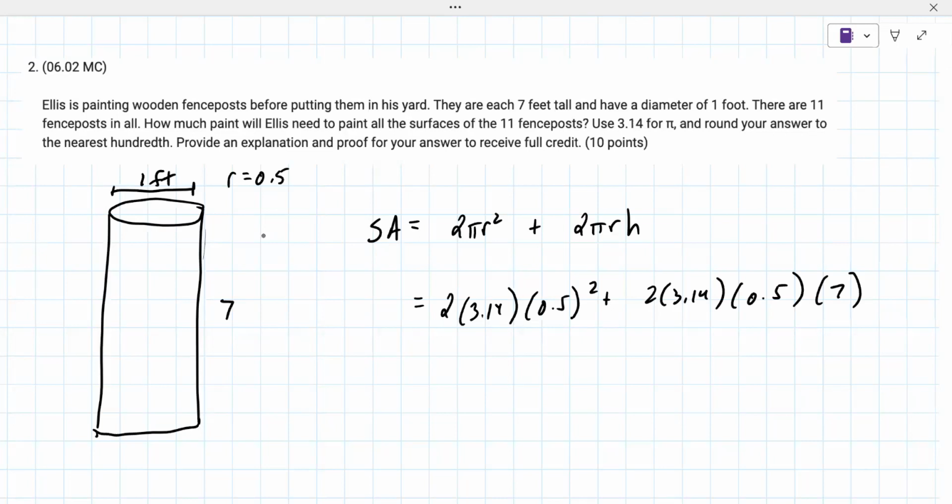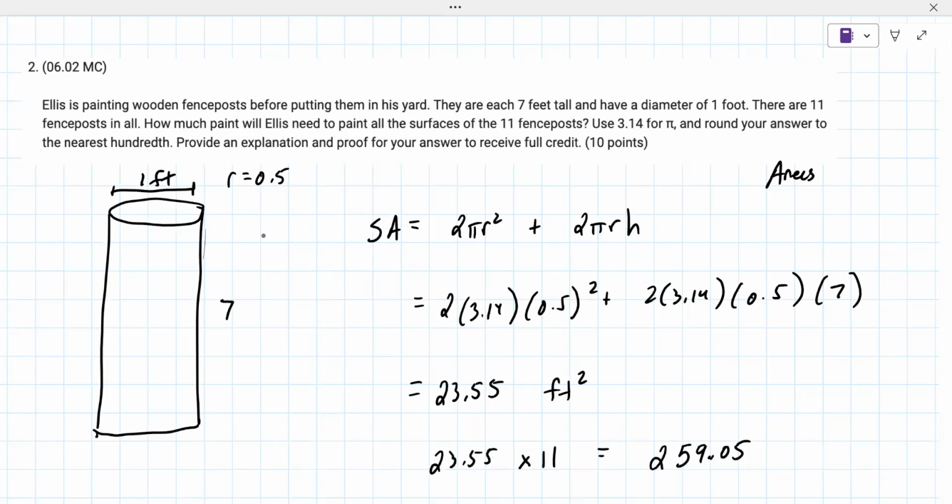All right, I got 23.55, and that would be feet cubed. It's feet squared, it's area. Okay, and then you multiply that number by 11 because you have 11 of them. And that gives you 259.05. Say that one more time. 259.05. Yep. Okay.